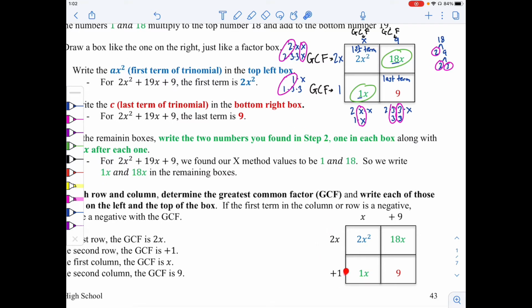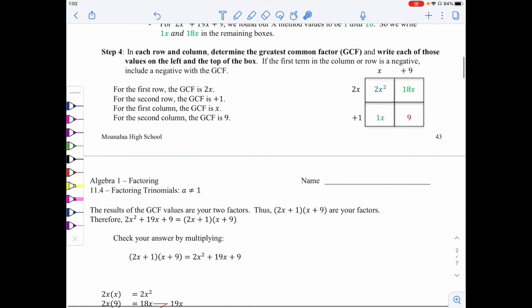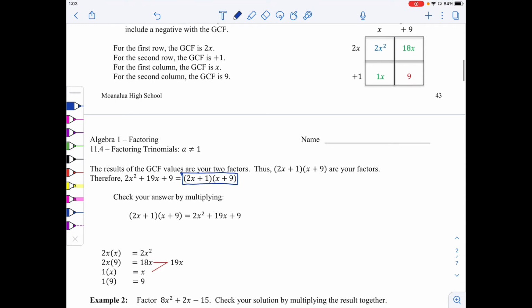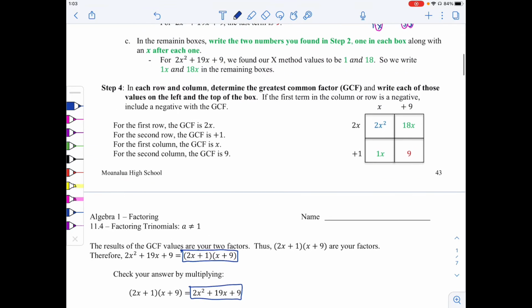2x plus 1 and x plus 9. So our factors, that's our answer: 2x plus 1 and x plus 9. That's how we got that. And check yourself by multiplying, FOIL method, and they're going to combine and work. When you multiply them out, it should work out.